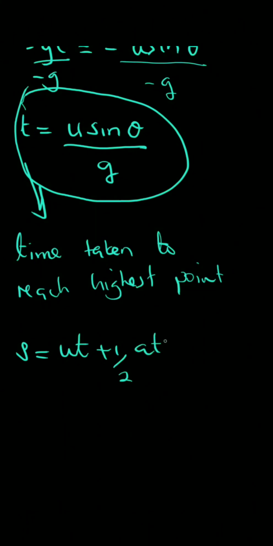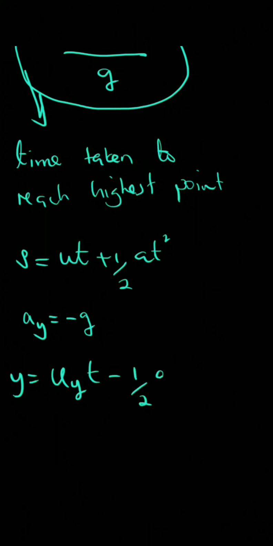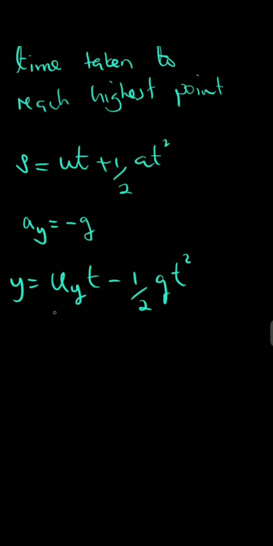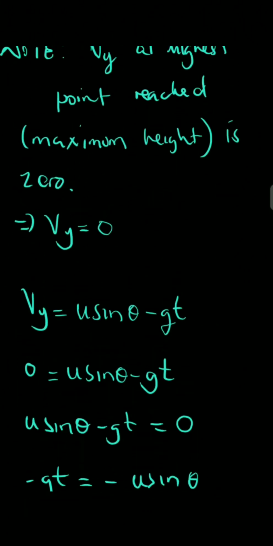Now if you remember, the formula for displacement goes like this from the equations of kinematics. And if you remember what we did in the previous video, I stated that acceleration in the y component is negative g. So y will be equal to u, the initial component, times t, minus half gt squared. Okay, so this would be y, and we are going to substitute the formula we found above.